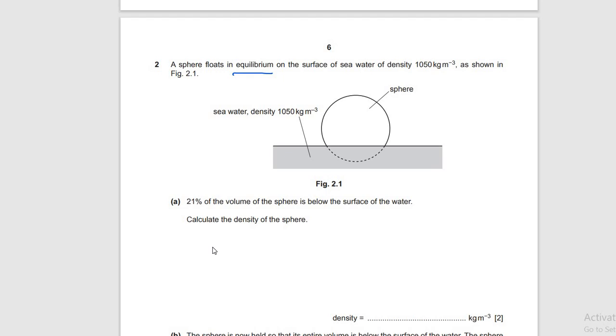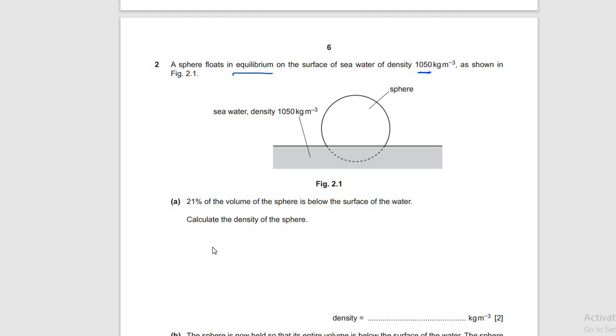Now, a sphere floats in equilibrium on the surface of the sea. The density of seawater is given to be 1050 kg per meter cube, as shown. And again, we have the density of the water. Look at the sphere. According to the question, 21% of the volume of the sphere is below the surface of the water, which means the percentage of the object displacing the water is just 21%.